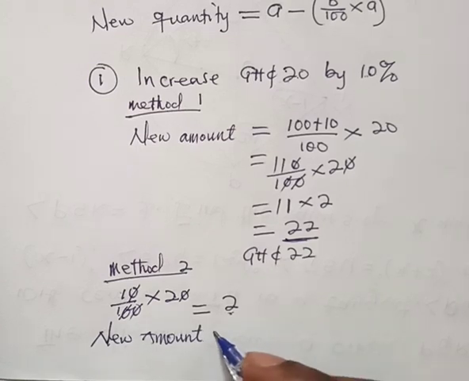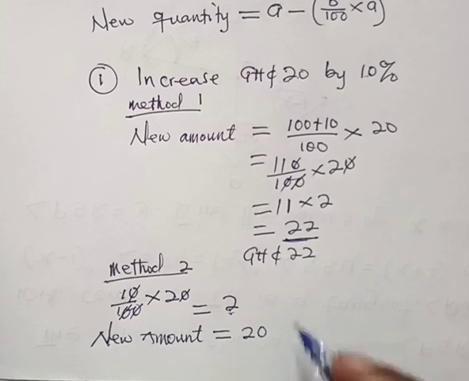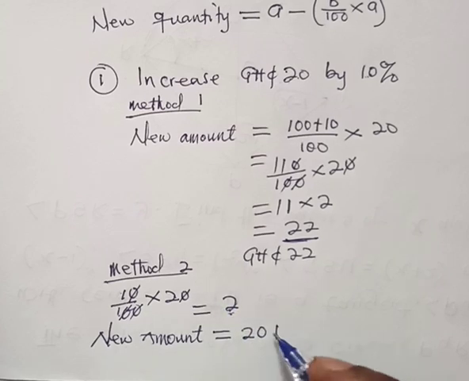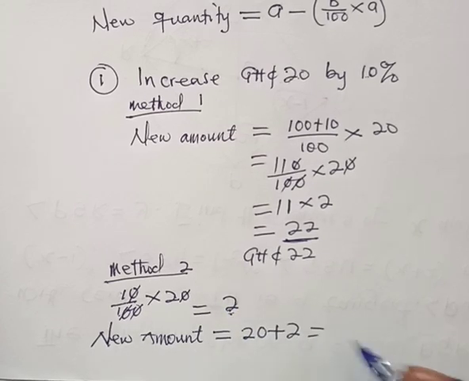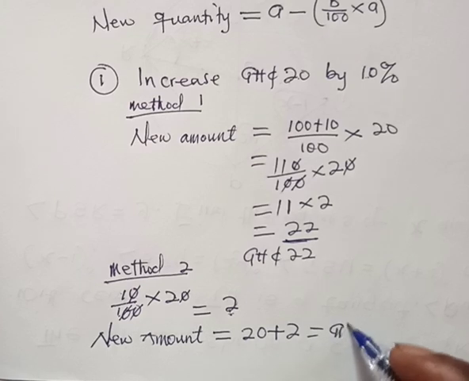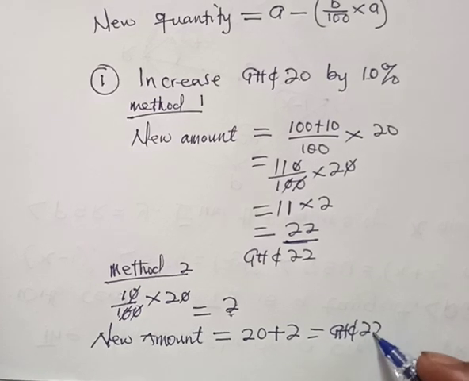Then to get my new amount, after getting this amount, I'll just add it to the original amount. What is the original amount? The original amount was 20 Ghana cedis. So I will add these 2 to it to give me 22 Ghana cedis. So you see that you are getting the same thing. Either you use the first method or you use the second method, you are going to get the same thing.